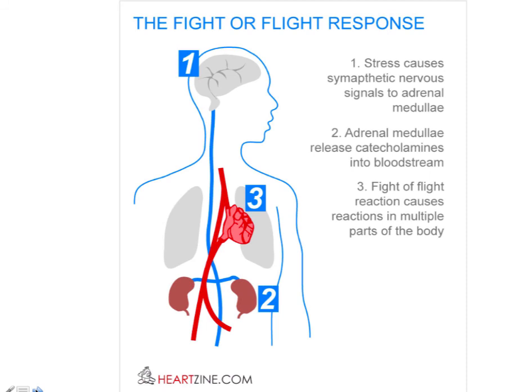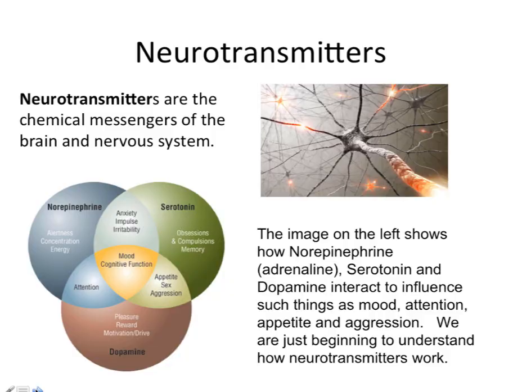This is just how the fight or flight reaction runs through the body. And now neurotransmitters. Neurotransmitters are chemical messengers of the brain and nervous system. And you've heard of serotonin, dopamine, and norepinephrine, right? So they all interact, and you can see the interaction here.